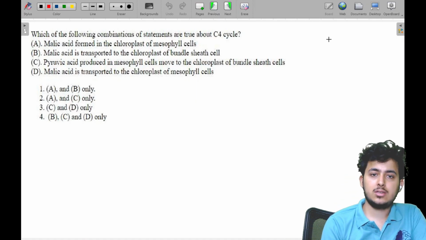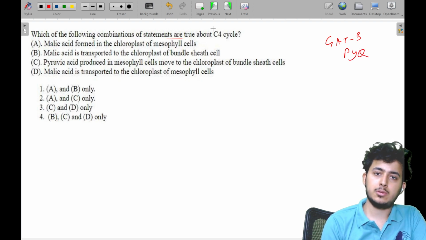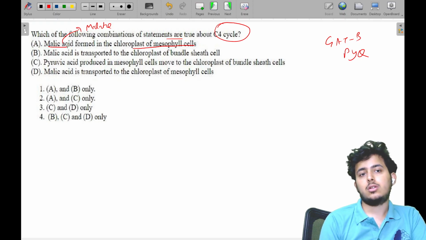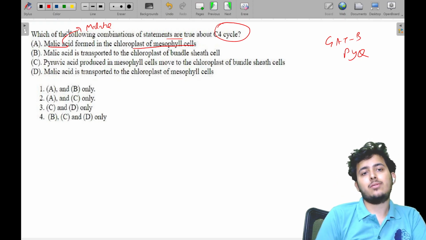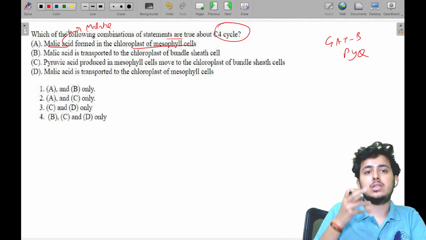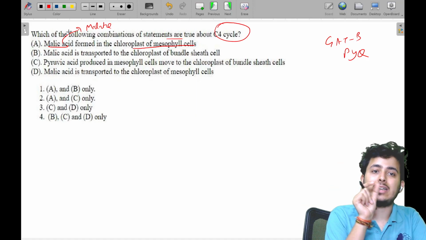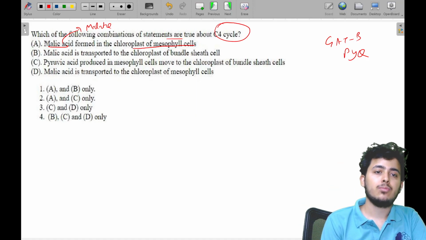This question, guys, is a GATB PYQ. Tell me the answer. Which of the following combination of statements are true about the C4 cycle? Malic acid formed in the chloroplast of mesophyll cell. Malic acid is nothing but malate. If you are talking about acid, that is a chemical species, and when it is malate, it has lost a hydrogen, and now you can call it ate.